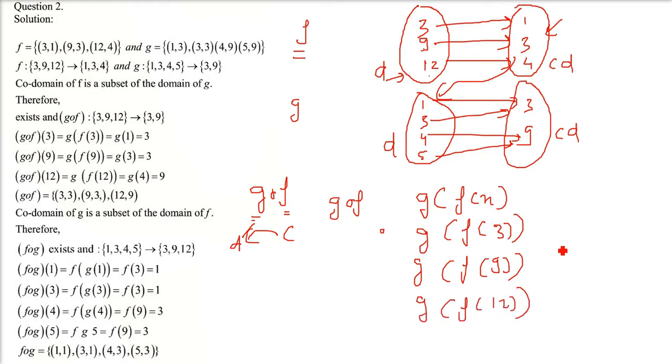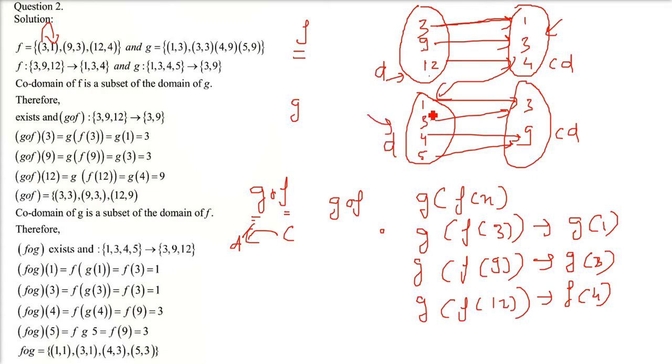Okay. Now what is F(3)? F(3) is 1. From here you can see the mapping. This F(3) is 1, and you have G(1) now. F(9) is what? 3. F(12) is what? It's 4. So G(3), and here we have G of F(12), G(4).